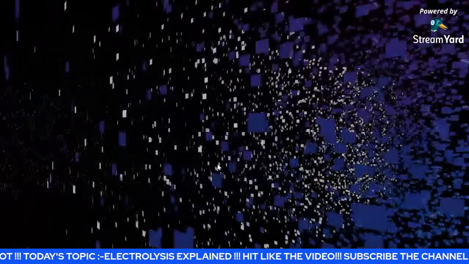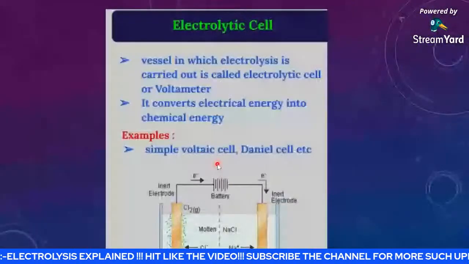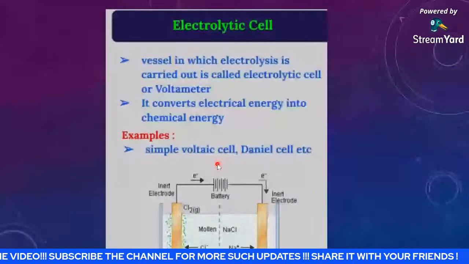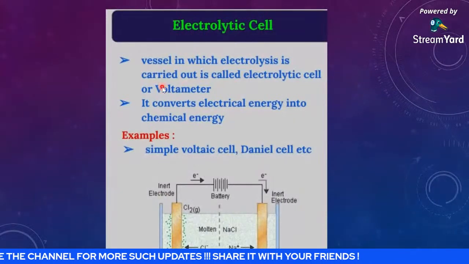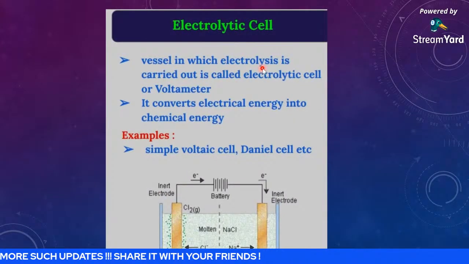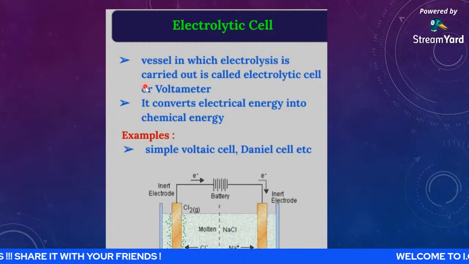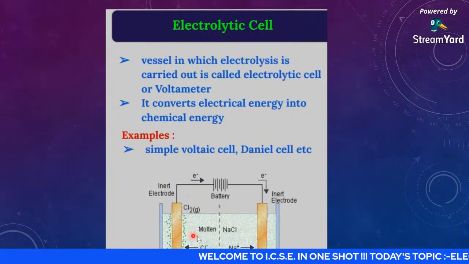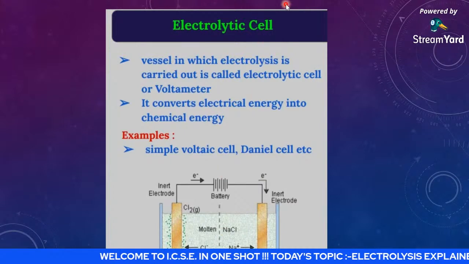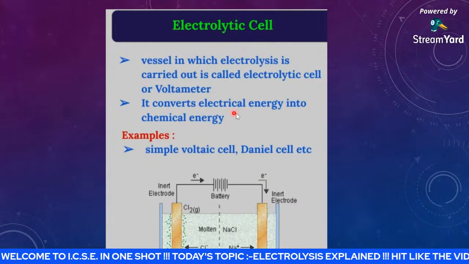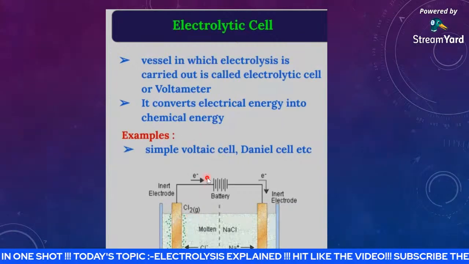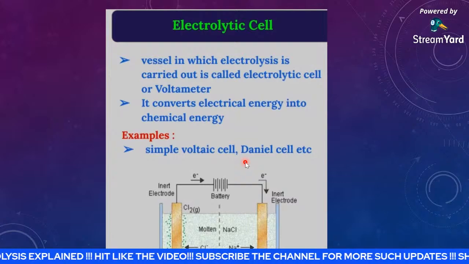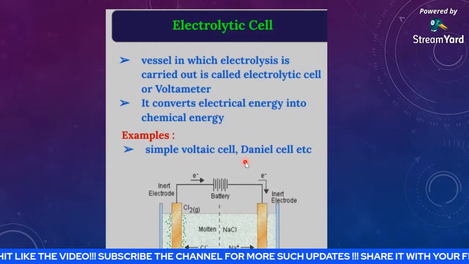Now, the electrolytic cell, this you need to understand. The electrolytic cell is practically the vessel in which electrolysis is carried out. The vessel in which electrolysis is carried out is the electrolytic cell or the voltameter. It converts electrical energy into chemical energy. Very nice. The reverse is exhibited by the simple voltaic cell, or you can say the Daniell cell.